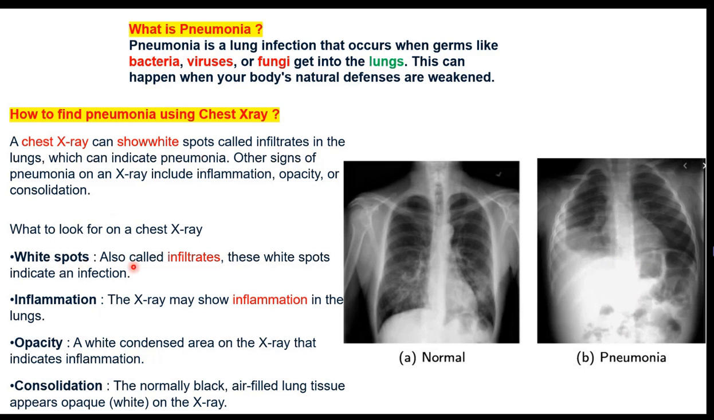So what are the white spots? Also called infiltrates. These white spots indicate there is an infection. Inflammation also shows in the X-ray image as inflammation in the lungs. And there is something called opacity, a white condensed area. If you look at this, there are white condensed areas on the X-ray that indicate inflammation in the lungs. Consolidation: normally black, air-filled lung tissue appears opaque on the X-ray.